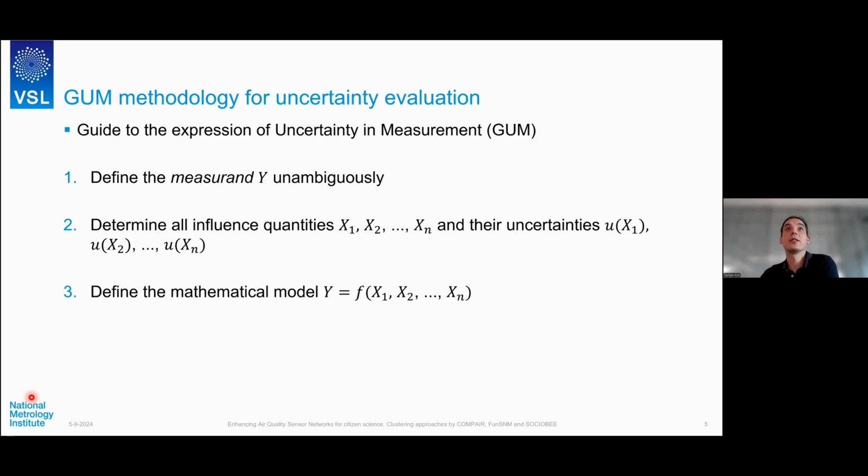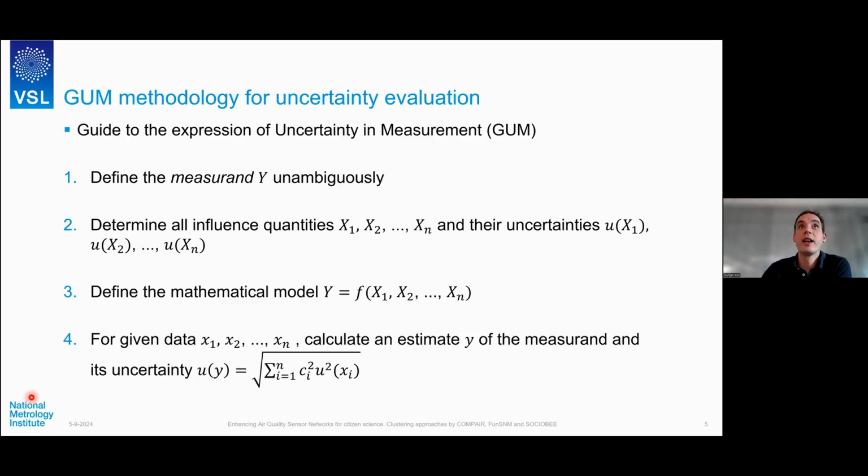Then we have to define how they relate to the measurement. It can be just an additive model, like y is x1 plus x2 plus x3. And there might also be contributions that are nominally zero, but have some uncertainty. Or it can be a more complex model. Then, once we get data, we can calculate an estimate, small y, of the measurement, and also its uncertainty with this uncertainty propagation formula. Here, the c_i are the sensitivity coefficients, so basically the derivatives of this function f with respect to the different variables.